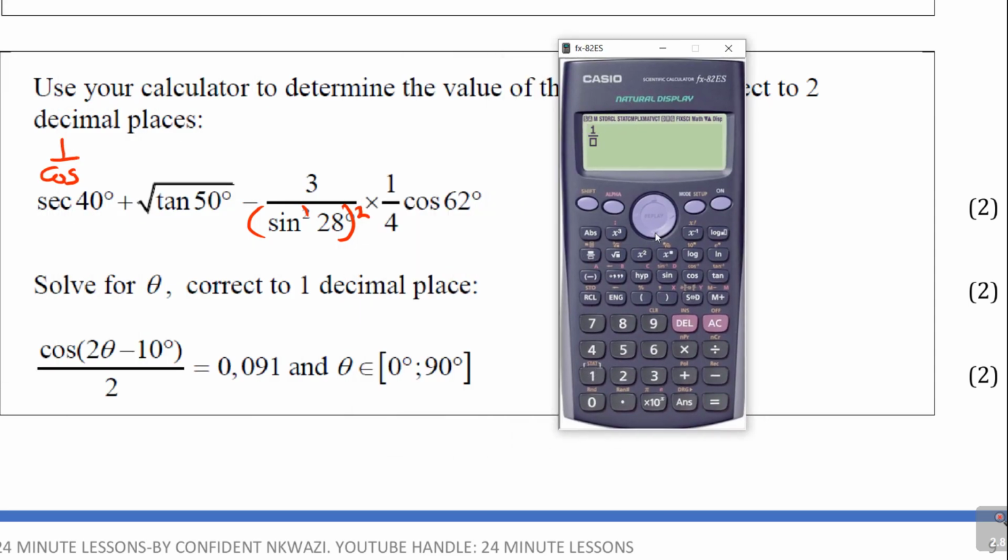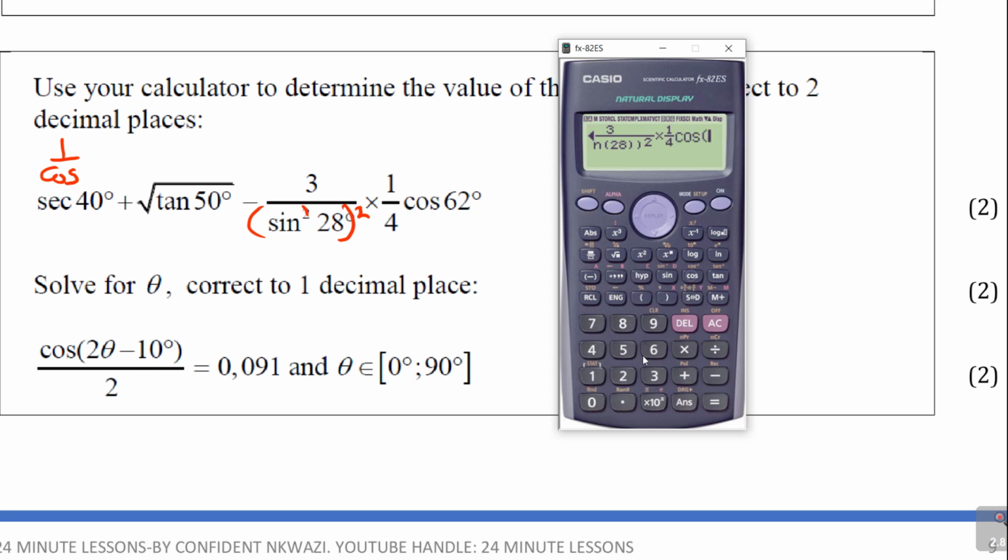So here you say 1 over sec is cos 40. I see that. And then plus square root of 10, 50. Okay, don't forget to open and close bracket. Then minus, play forward and ensure that the square root is not extending. 3 over what? See, that's where it's sin. They like teasing you there. Look, you open your bracket for that square, and then sin, the calculator opens its own 28. You close the calculators, you close yours, and you square. That's where they want to check you there. Times 1 over 4.